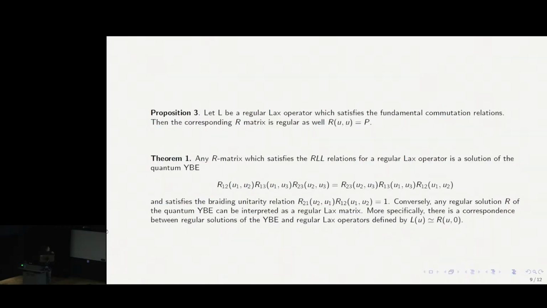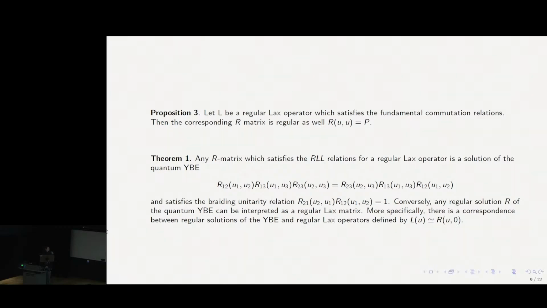The next three statements that we found are all baked into Theorem 1, which says that if you have an R matrix that satisfies the RLL relation and L is regular, then R will also satisfy the Yang-Baxter equation. Furthermore, it will also satisfy braiding unitarity, and there is a direct correspondence between those R satisfying the Yang-Baxter equation and the Lax operators. For obvious reasons, I'm not going to prove all of these things now. But again, you will have to do a lot of massages using permutation matrices, which you could not do if you had non-regular Lax operators.